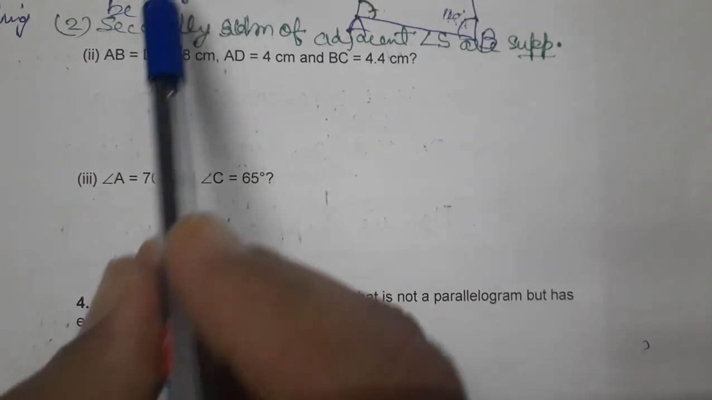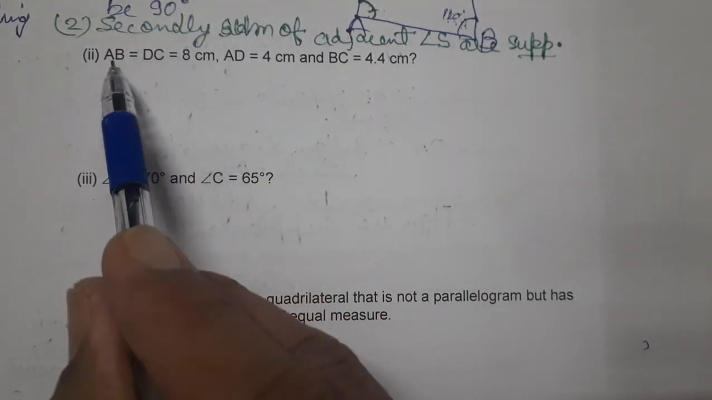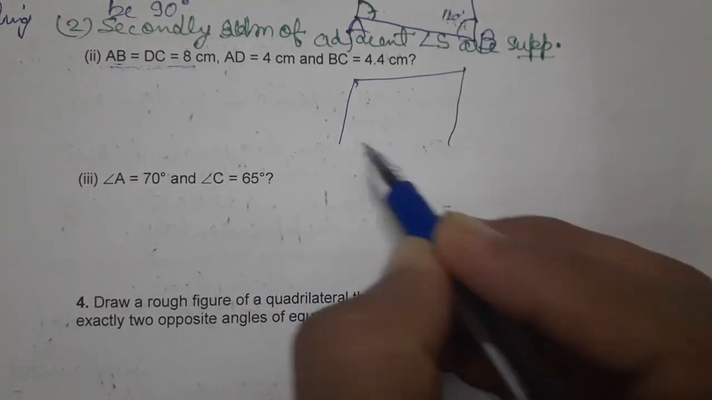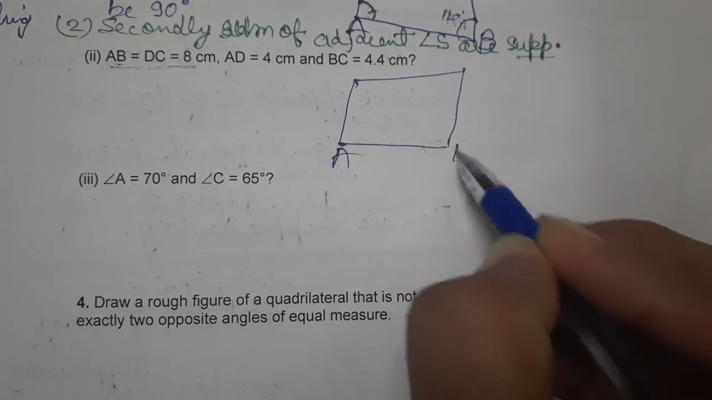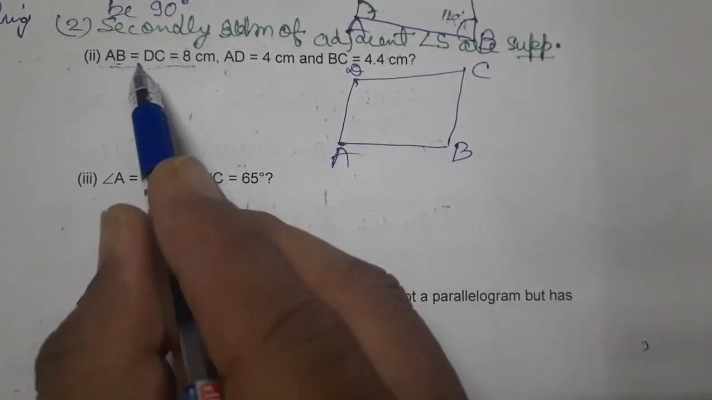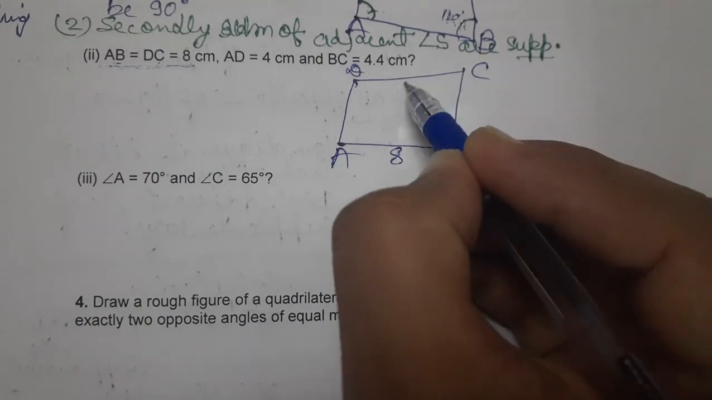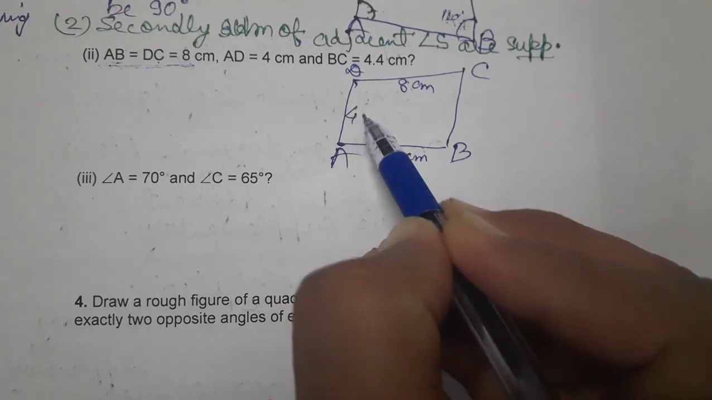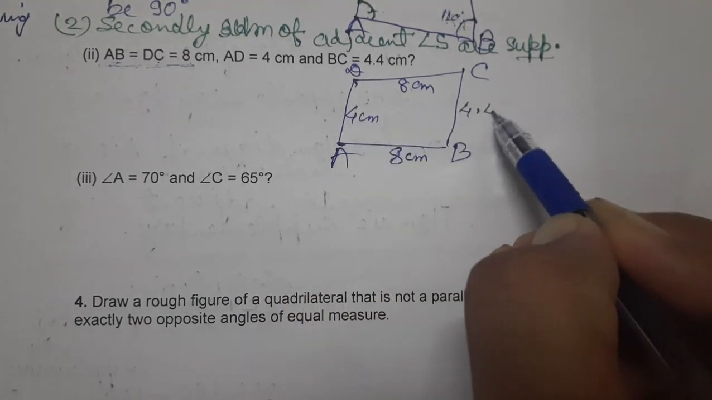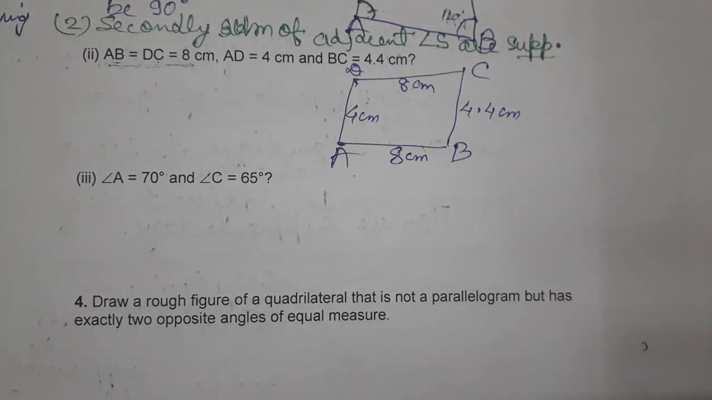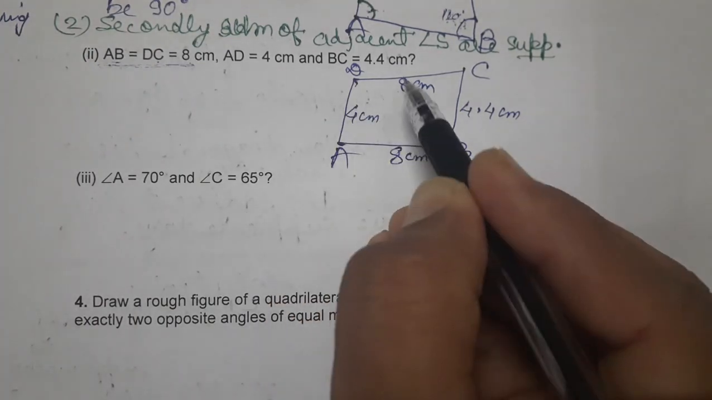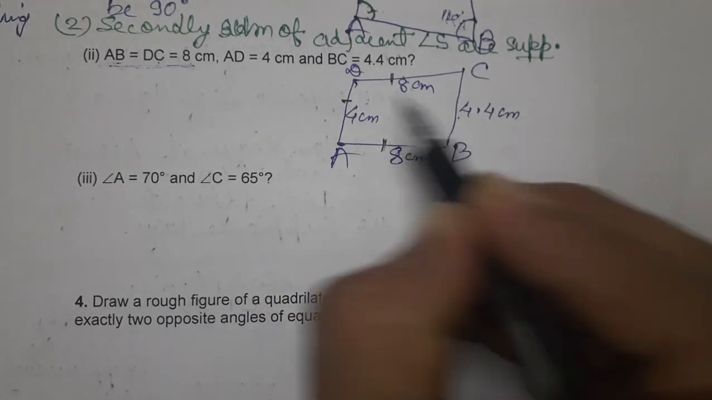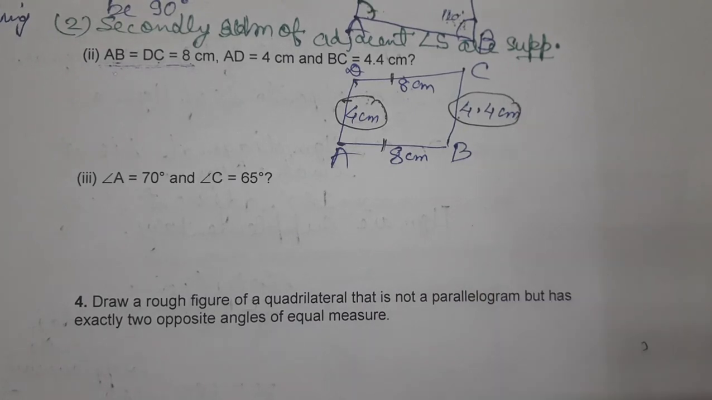Second case: can a quadrilateral ABCD be a parallelogram if AB equals DC equals 8? So let us make one quadrilateral. Again giving the name ABCD. What is given? AB and DC are 8. AB is 8, DC is 8 centimeters each. And AD is 4 and BC is 4.4. See, children, one of the sides is not equal. These two are equal, right? Now this 4 and this 4.4, these two sides are not equal.